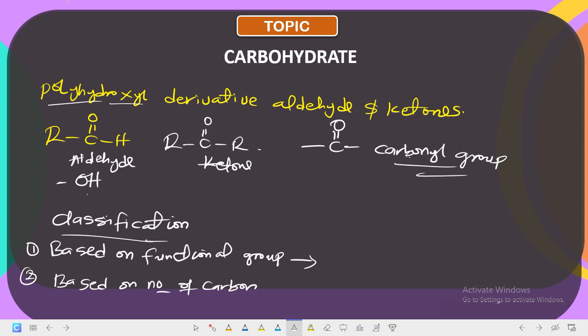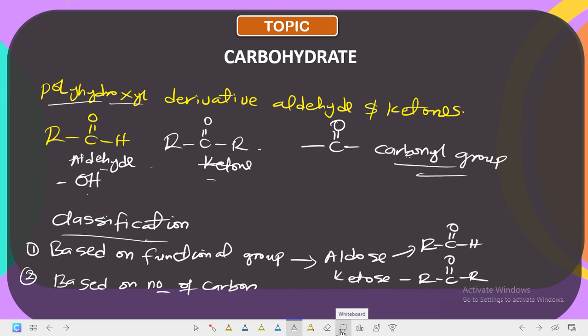Now, based on the functional group, we have two. We already said that carbohydrate has two basic functional groups, which are the aldehyde functional group and the ketones. So based on functional group, we have what is called the aldose, that is, if it has the aldehyde functional group, and then we have the ketose, that is, if it has the ketone functional group. So based on functional group, we have two types, the aldose and the ketose. Is that understood?